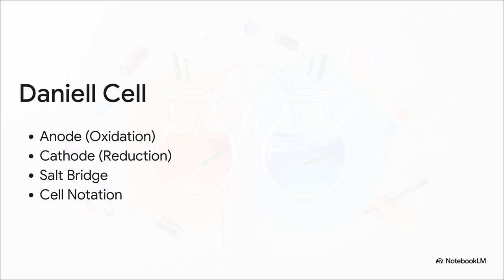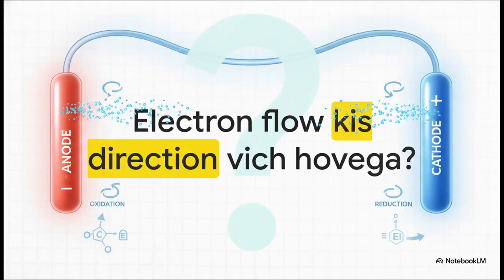Now, think about those two electrodes for a second. Do you know which one acts as the anode? Let me ask you this. If oxidation is the loss of electrons, and it always happens at the anode, in which direction will the electron flow actually happen? Just take a quick second to visualize the setup in your head. Where exactly are the electrons coming from, and where are they trying to go?